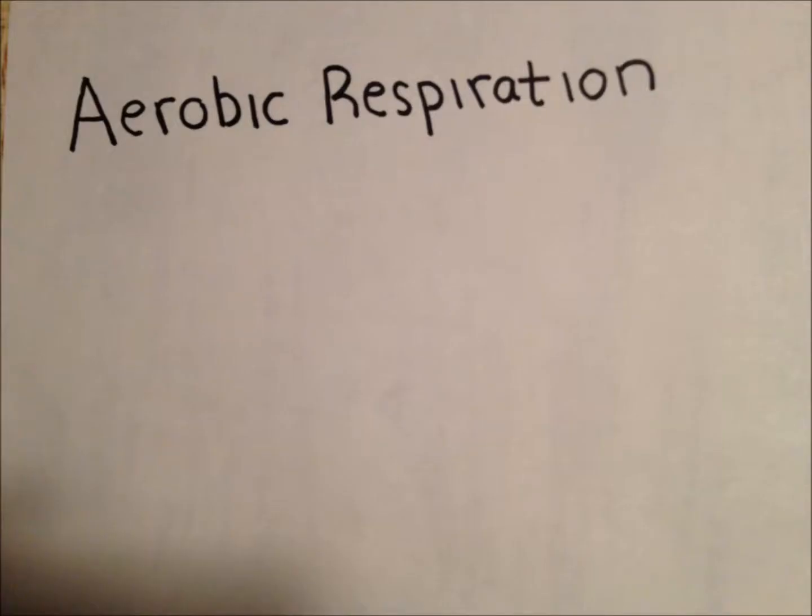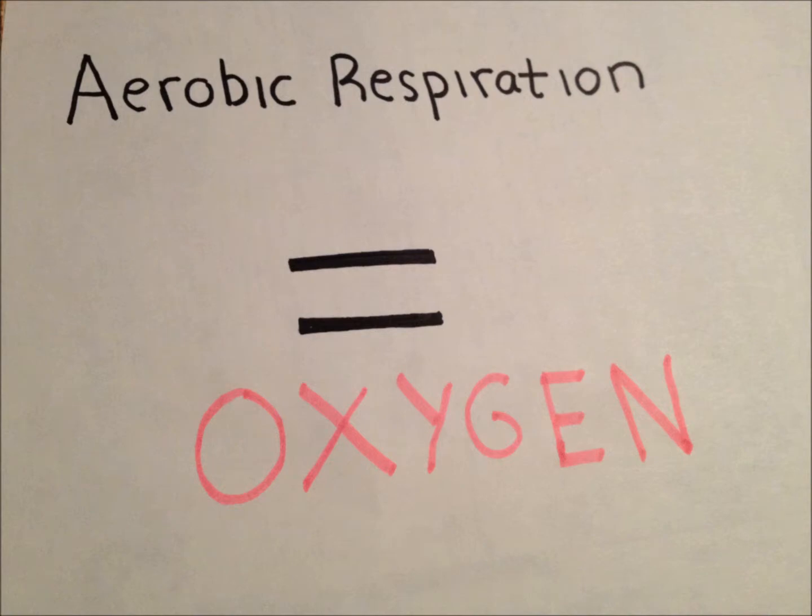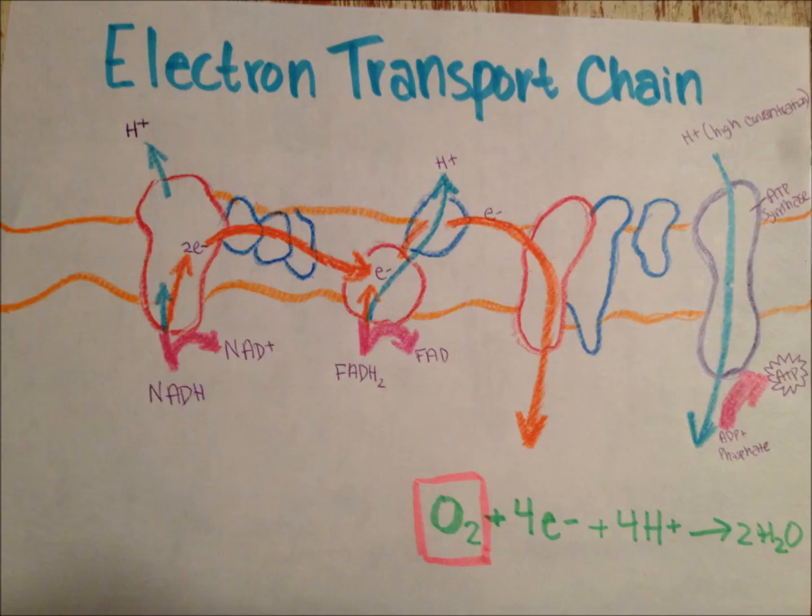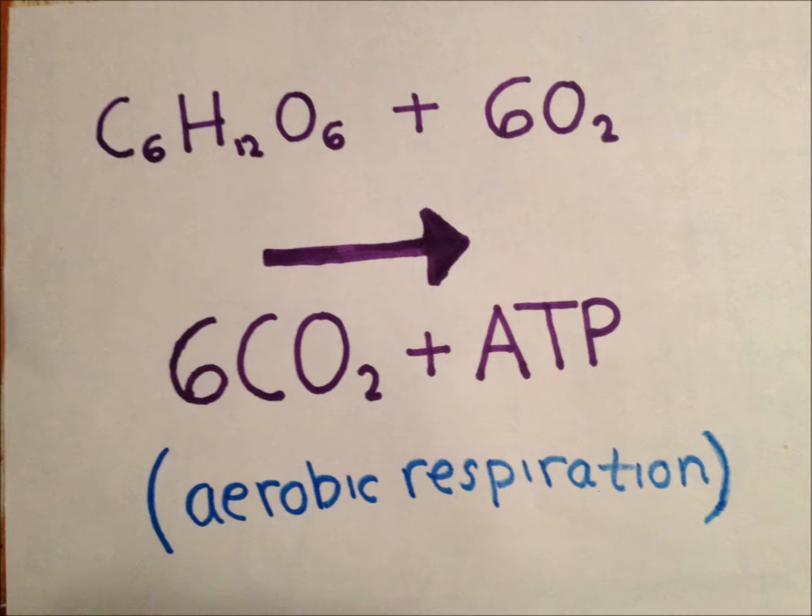Aerobic respiration is a type of cellular respiration that requires oxygen. The oxygen serves as the final electron acceptor so that electrons can continue being synthesized along the chain. The overall equation for aerobic respiration is glucose plus oxygen makes water, carbon dioxide, and ATP.